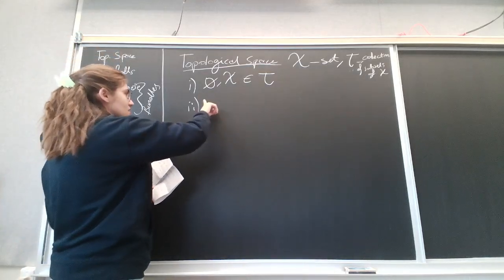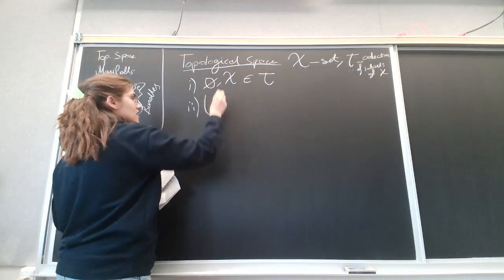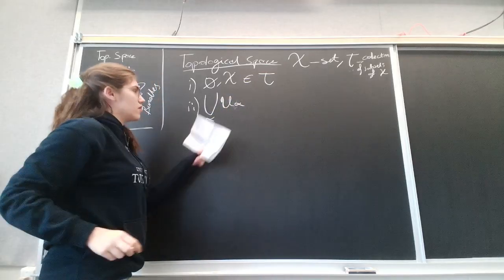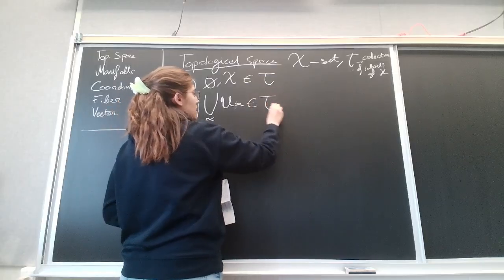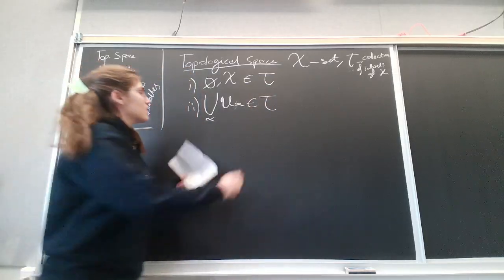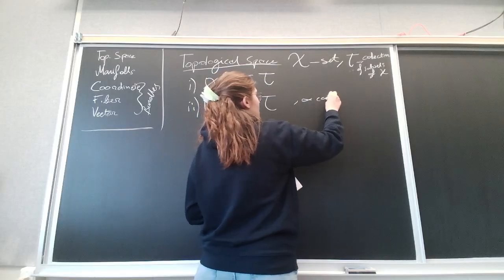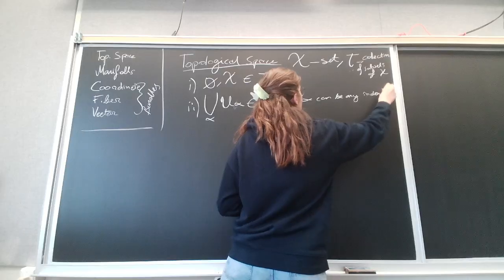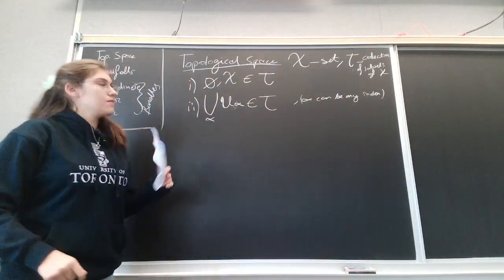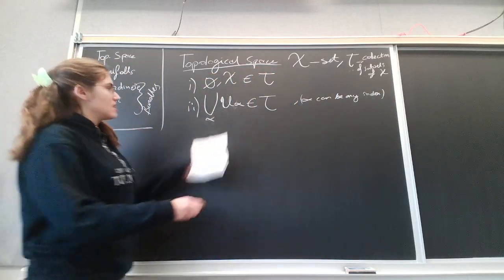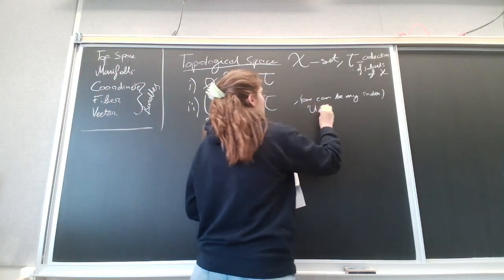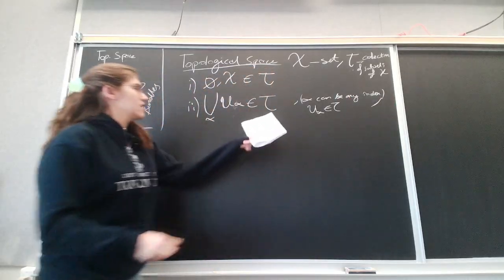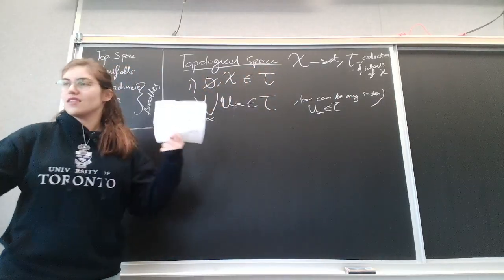And then the second criterion is if you have open sets and you take the union over them, let me write alpha, you take the union over alpha, then this has to be in your open sets too. Now here, alpha can be any index. So it can be finitely many, it can be infinitely many, and these U alpha are in T. So you can take finitely many of them, union them, they'll be open.